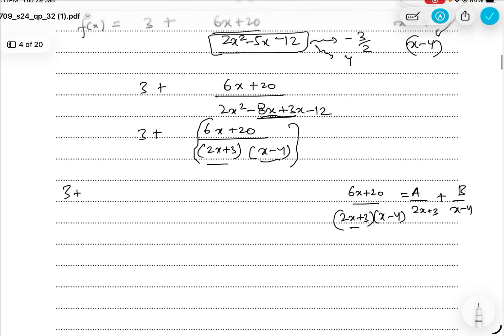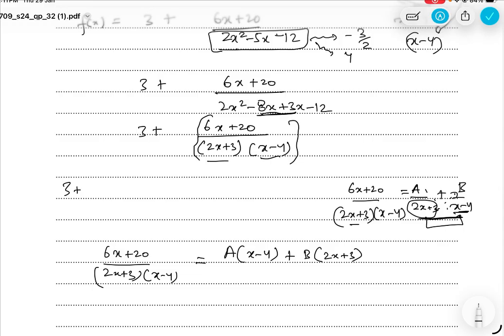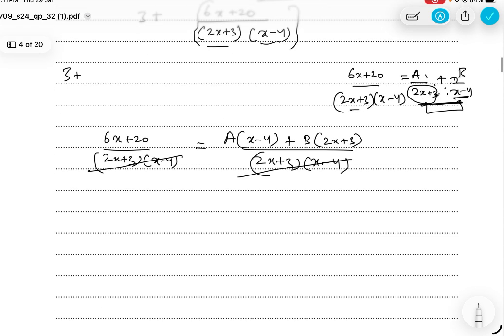Okay, can I write it like this? We know that this will be multiplied by this one and this will be multiplied by this one. So it would become (6x plus 20) upon (2x plus 3)(x minus 4) equals to A times (x minus 4). This is the cross multiplication which we do, plus B times (2x plus 3). Just taking the LCM over here and multiply these two by each other. So it would be (2x plus 3) times (x minus 4). These will be cancelled. We will have 6x plus 20 equals to A(x minus 4) plus B(2x plus 3).